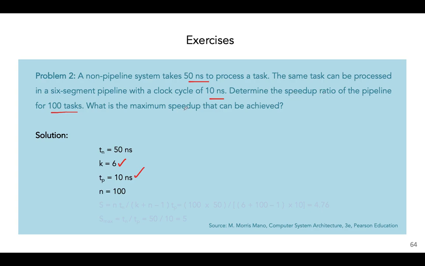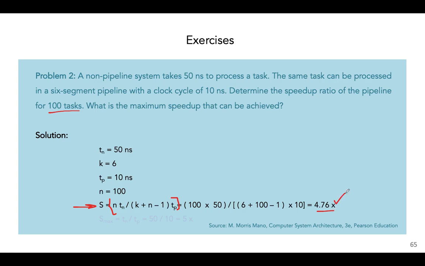So let's first take up the speed up ratio part. Again, we just discussed this formula. Speed up ratio is given by the time it would take to execute all of these tasks in a non-pipeline system divided by the time it would take to execute all of these tasks in a pipeline system. You simply divide them. This was the formula which we just discussed. Just put everything in there, and this is the speed up ratio we get.